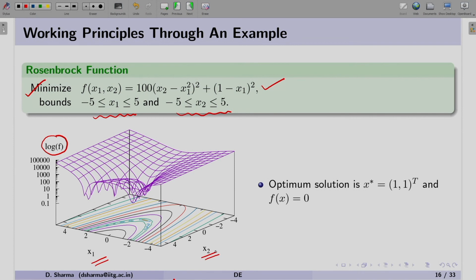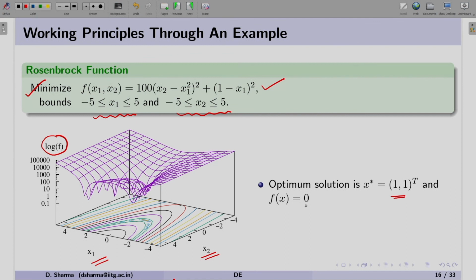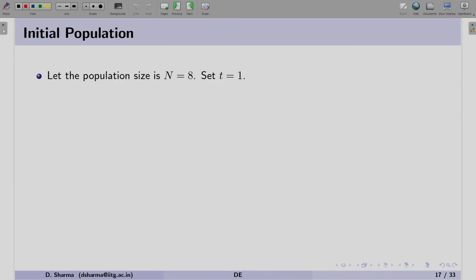Now, you can see that this particular surface generates the contours, which show that we have many local optimum solutions for the given problem. However, the global optimum solution is at (1, 1), and the function value at this global optimum solution is 0. So, let us solve this problem using differential evolution.